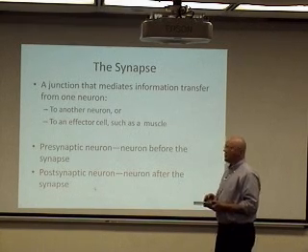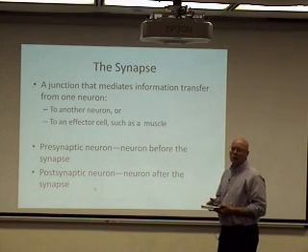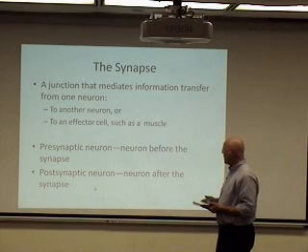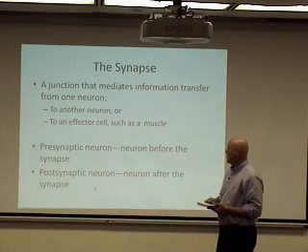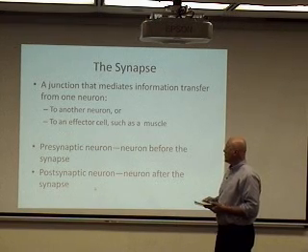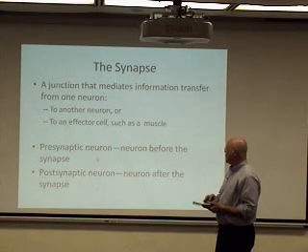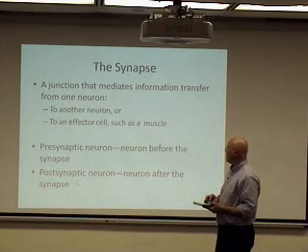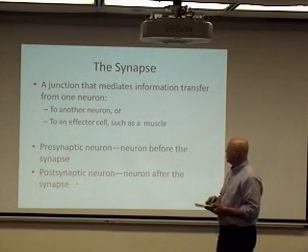So the synapse is a space between neurons, and there are literally trillions and trillions of synapses in your brain and throughout the spinal cord. And at these synapses, we're going to transmit information in a chemical manner, from one neuron to the next. Now, the neuron before the synapse is called the presynaptic neuron, and the neuron after the synapse is called the postsynaptic neuron. And again, remember, the synapse is the small space between the neurons.